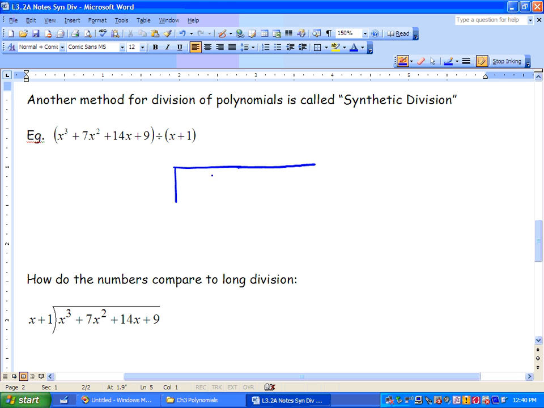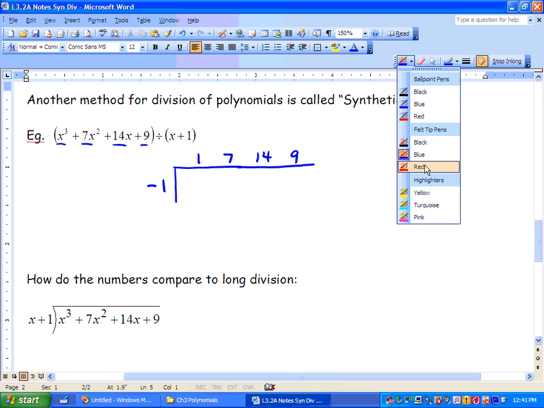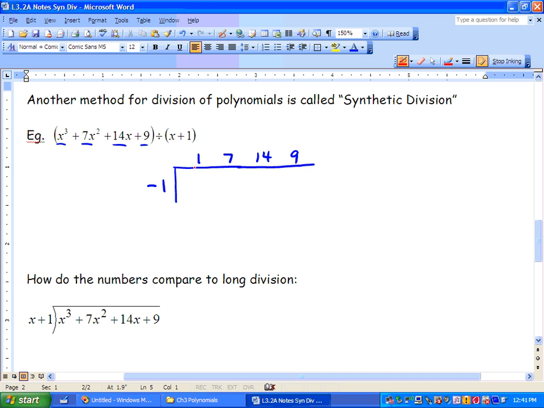On top of the shelf here, we are going to write the coefficients of the first polynomial. We're going to write down just the coefficients. So we're going to write down a 1, a positive 7, a positive 14, and a 9. And off to the side, you're going to put the opposite of this value right here. So if it's x plus 1, we're going to put negative 1 off to the side. Okay, and just bear with me for a while. This does have a purpose.